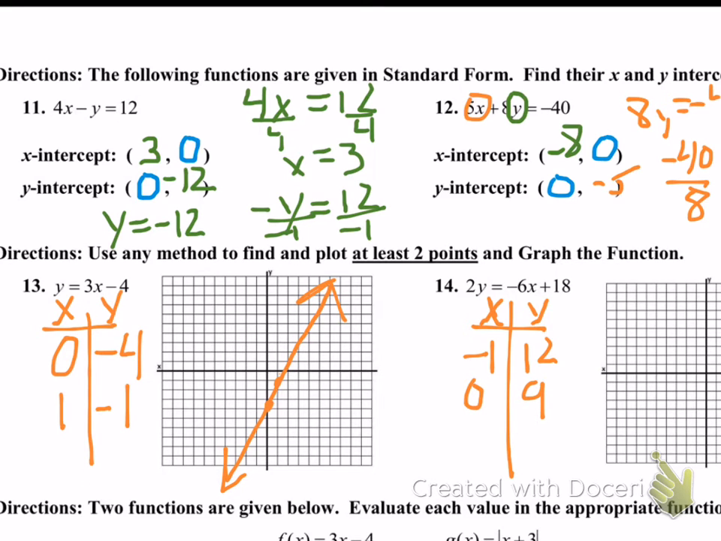Okay, negative 1, 2, these go up to 8. So I'm actually going to count by 2's here. Let me zoom in over here. So negative 1, this is going to be 2, 4, 6, 8, 10, 12. So I'm going to go negative 1, 12. 0, 9 is going to be right there. And I can draw the line. Sorry about it not fitting too nicely on there.